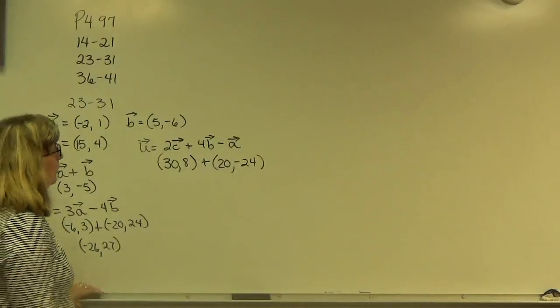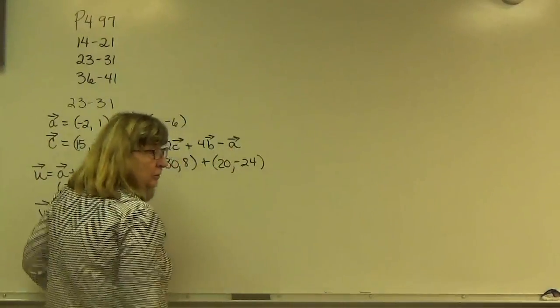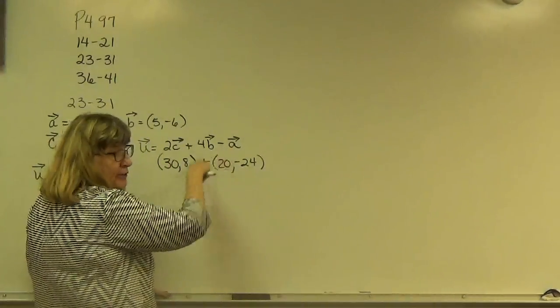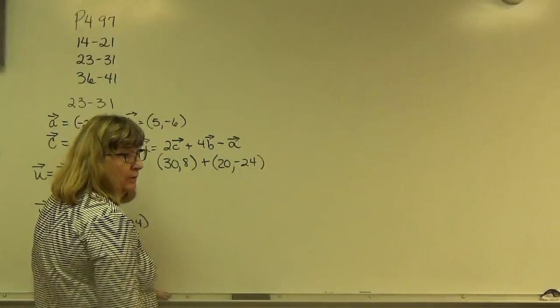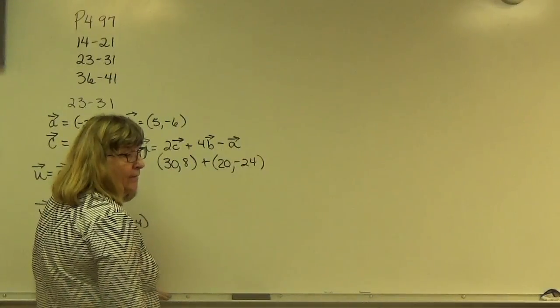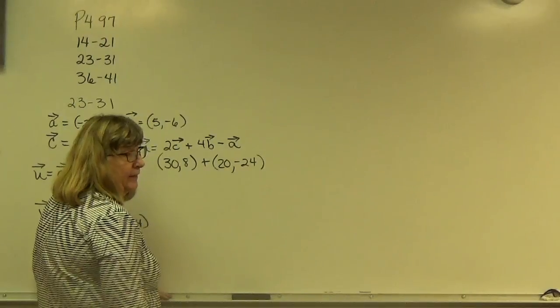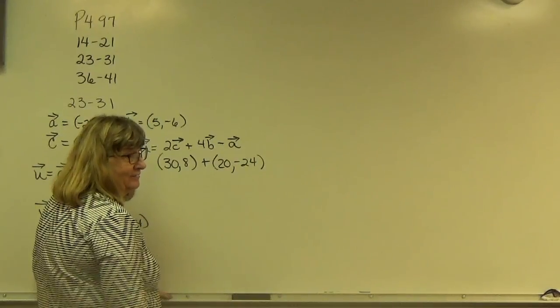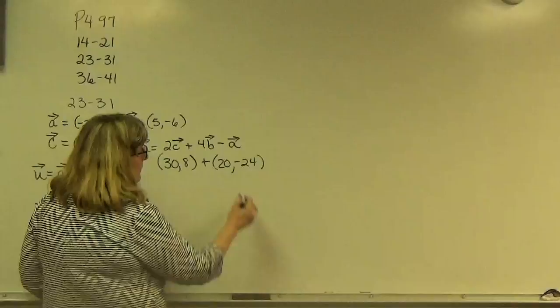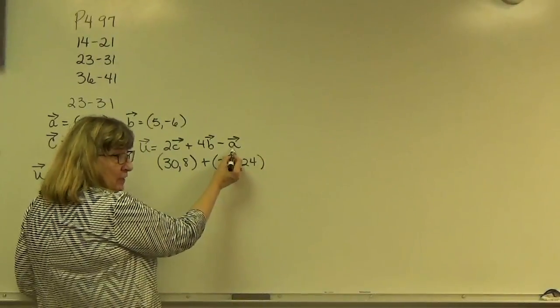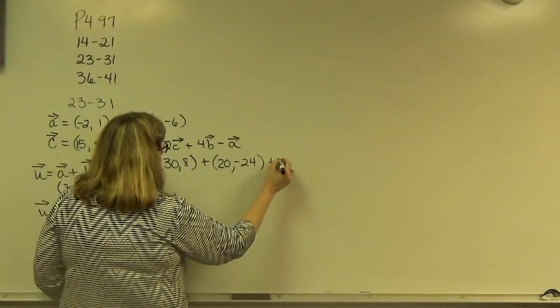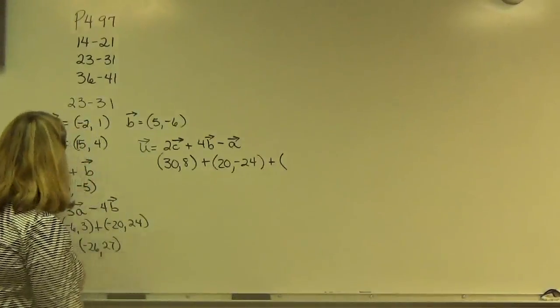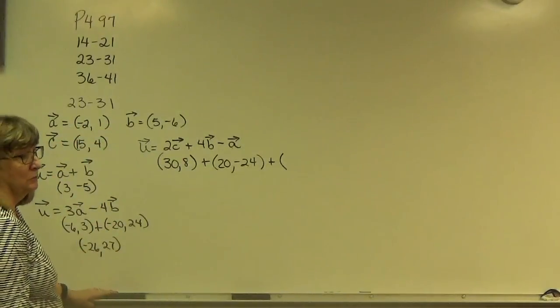Okay. And now we're subtracting a, so Delaney, you've got a choice. You can either add or you can subtract. Which would you rather do? Add. So that means you need to multiply everything in a times a -1, right? Okay, so if you multiply a times a -1, what will you get? 2.